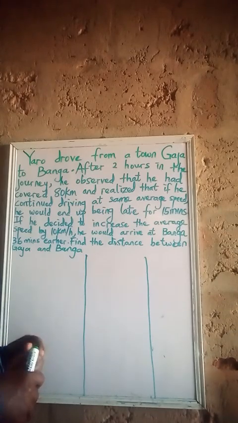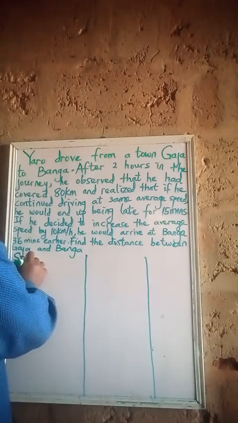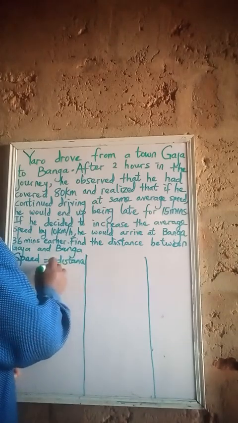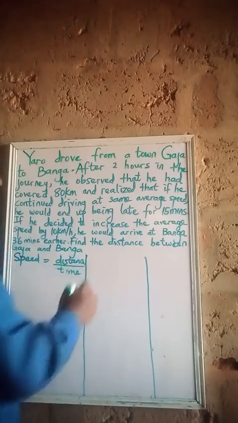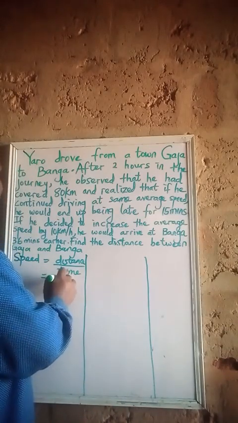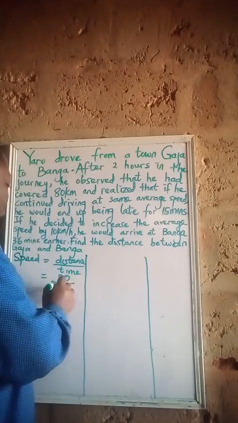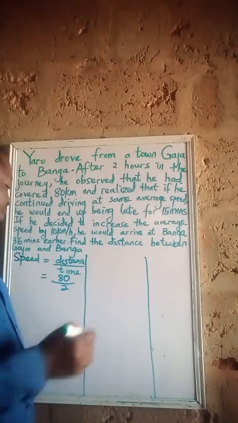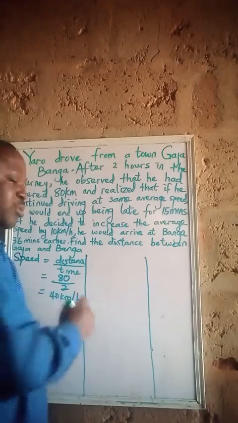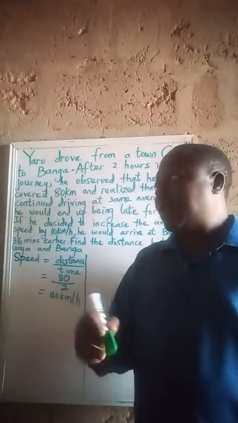Now let's stop there. You want to find the speed of traveling from that statement. Speed is equal to distance over time. So the speed of traveling: the distance is 80 kilometers while the time is 2 hours. So 80 divided by 2 is 40 kilometers per hour. That means the initial speed of traveling is 40 kilometers per hour.